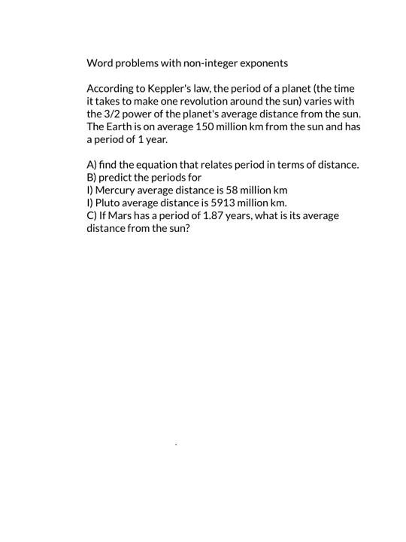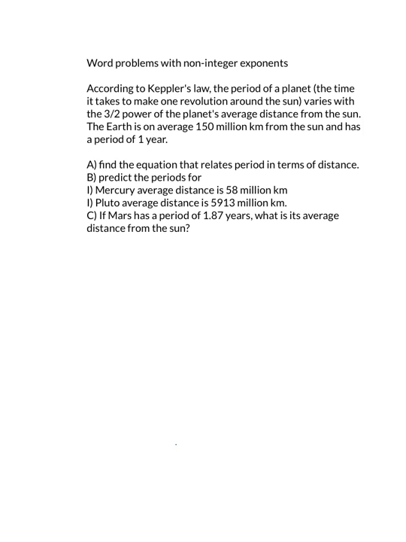A, find the equation that relates period in terms of distance. B, predict the periods for Mercury, that has an average distance of 58 million kilometers, and Pluto, that has an average distance of 5,913 million kilometers. And C, if Mars has a period of 1.87 years, what is the average distance from the sun? So for part C, we're going to be working backwards in the equation.